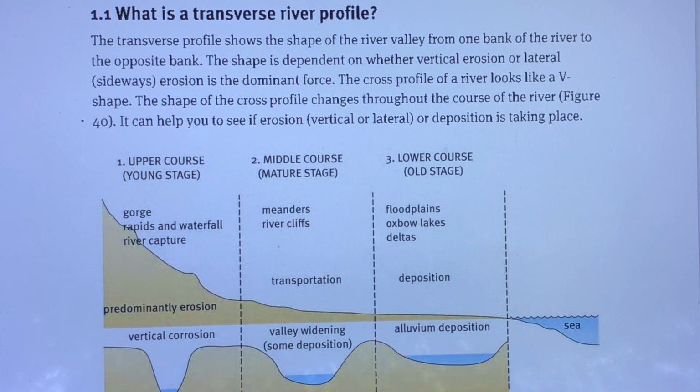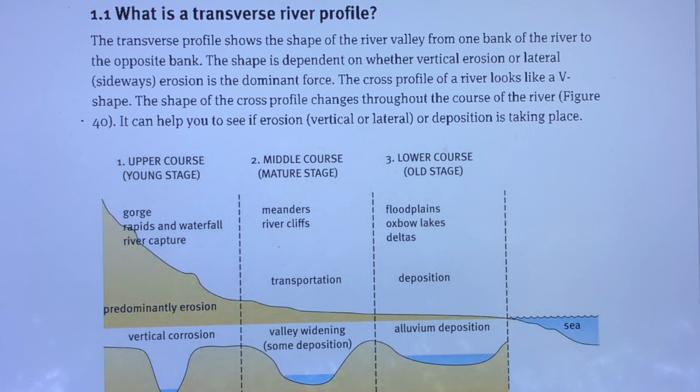We're going to be discussing river profile. A river profile is mainly the showcase of a river in some form of a sideways view, so that we can view the river from the side, or we can look at the river in a front view. So it differs.